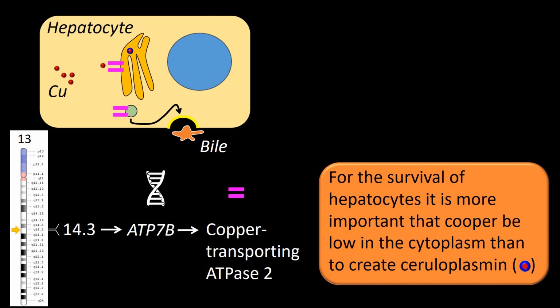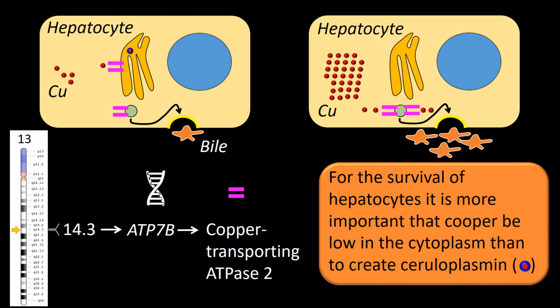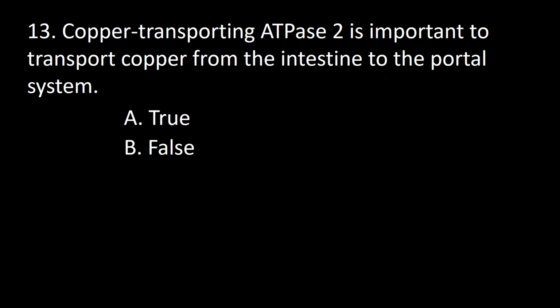When the amount of copper in the hepatocyte is high, as depicted in this newly added figure, copper transporting ATPase2 moves away from the Golgi, going to the apical side of the cell, and helps excrete copper in the form of bile. So the answer to this question is B.